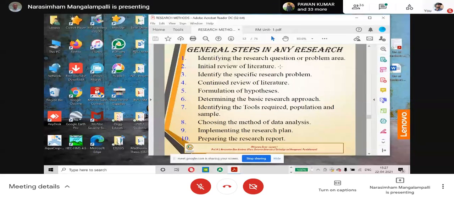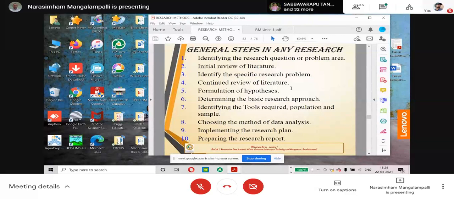So, based on this initial literature review, you will identify the specific problem and then continue your literature review and formulate the hypothesis. That means here in this step 5, you will finally identify your problem and draw the limitations or boundaries of your research. Then the formulation of the hypothesis, that means the problem statement, what you want to do.